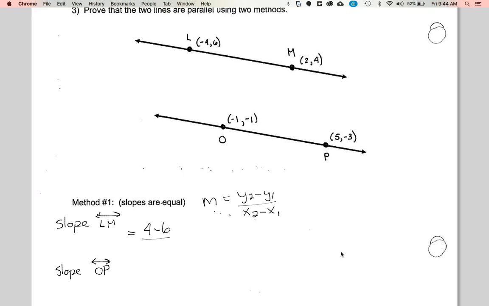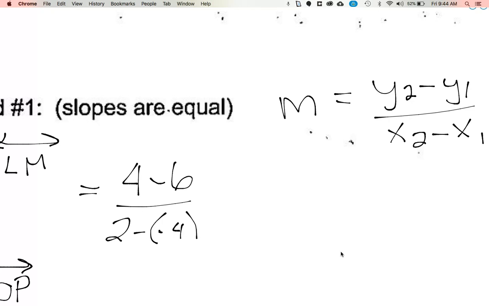4 minus 6, 2 minus negative 4. So 4 minus 6 is negative 2. 2 minus negative 4 is 2 plus 4, which is 6. So that's a negative 1/3.